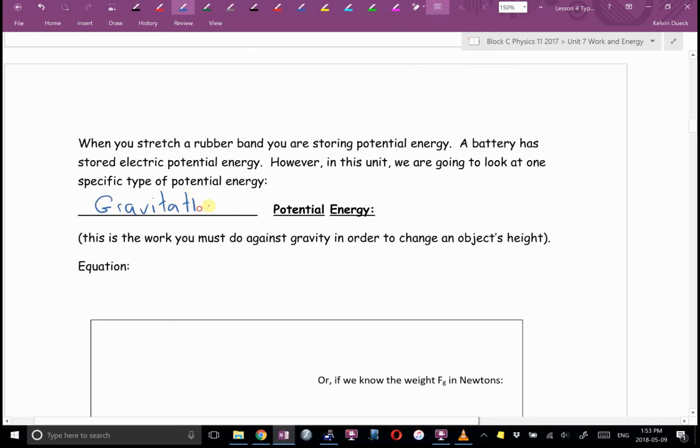gravitational potential energy. This is the energy you give an object when you lift it up. The fancy definition: this is the work you must do against gravity in order to change an object's height.